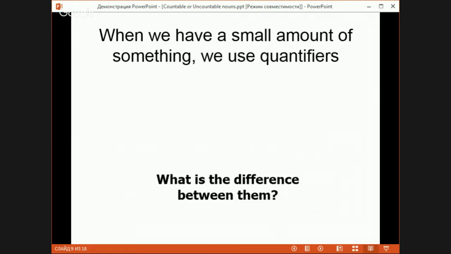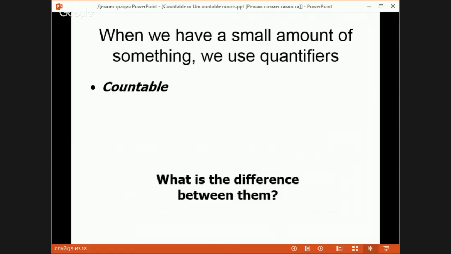So, when we have a small amount of something, we use quantifiers as well. When you have a lot of something, you also use quantifiers, and when you have a small amount of something, you also use quantifiers. Quantifiers, you remember, are a part of speech which is not numbers, but it helps you identify at least approximately the amount. You cannot say one or two or 100 or 1000, but you can imagine the quantity.